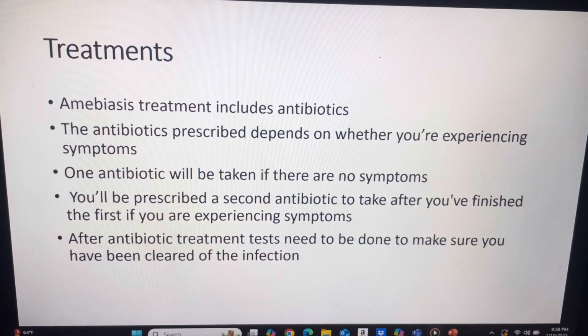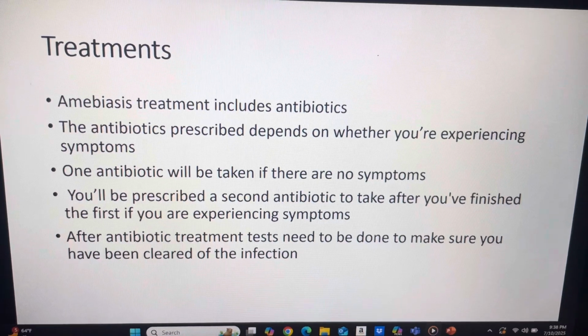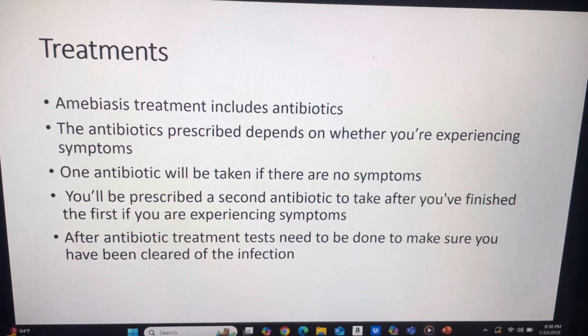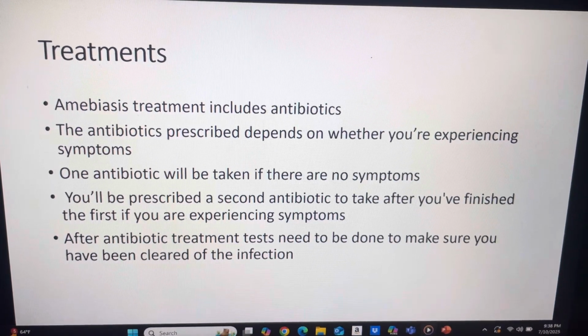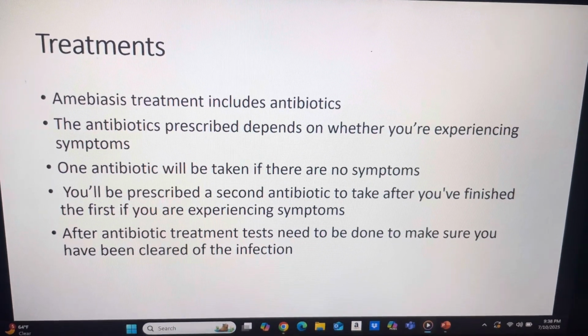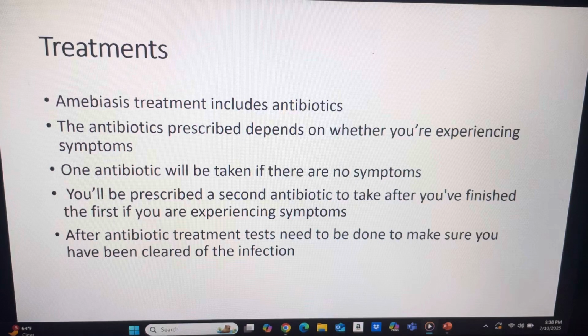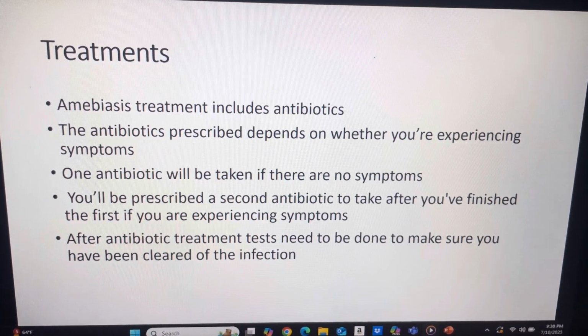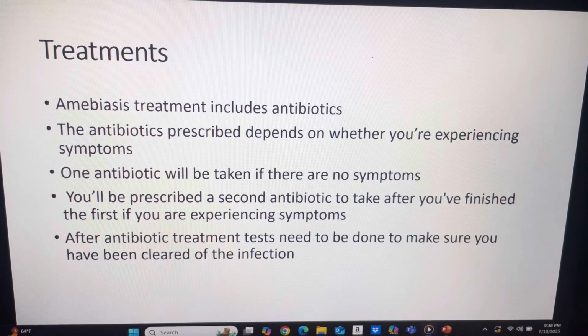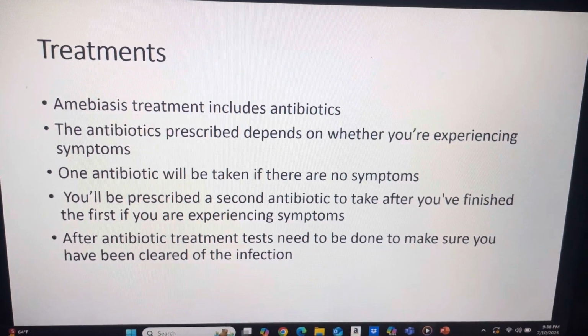And then treatments. Amoebiasis treatment usually includes antibiotics. The treatment depends on whether you're experiencing symptoms. One antibiotic will be taken if there are no symptoms. You'll be prescribed a second to take after you finish the first if you're still experiencing symptoms. And then afterwards, your stool will be continuously examined to make sure that you have been cleared of the infection.